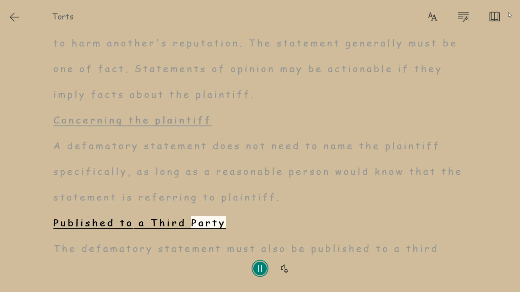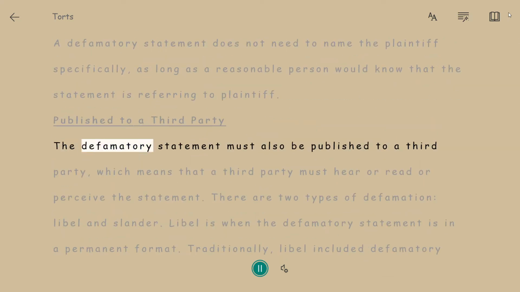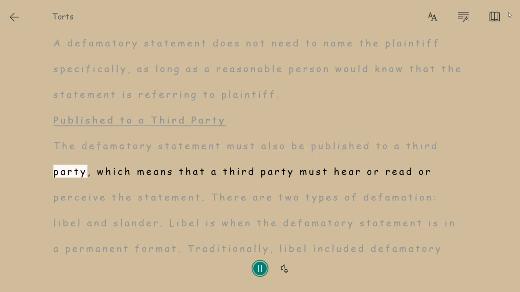Published to a third party. The defamatory statement must also be published to a third party, which means that a third party must hear or read or perceive the statement.